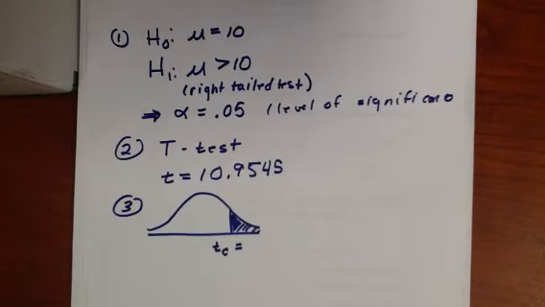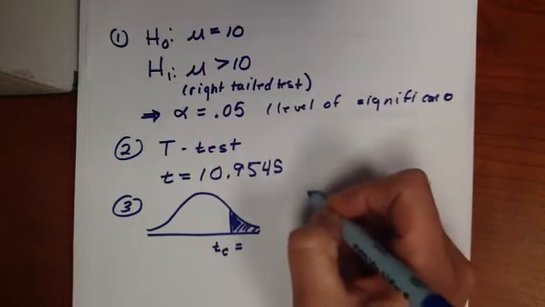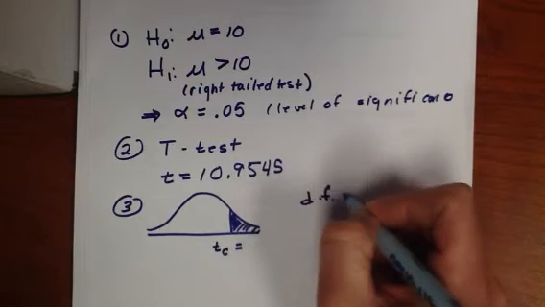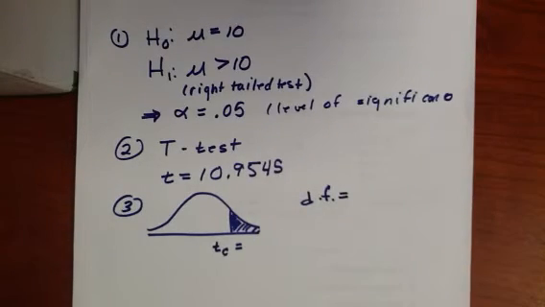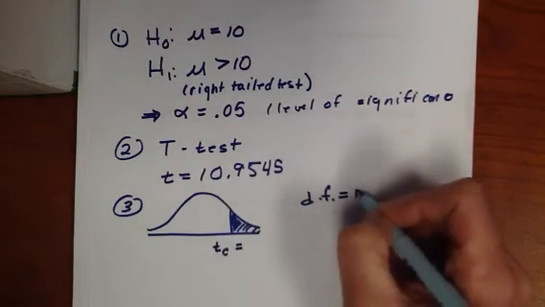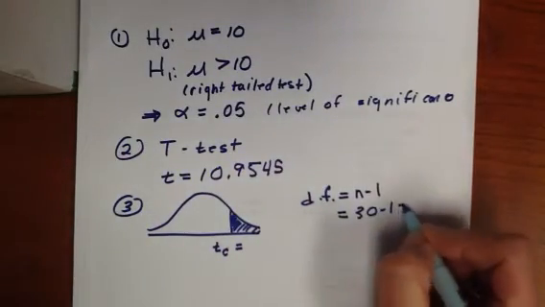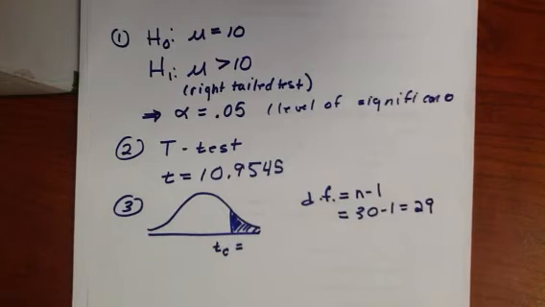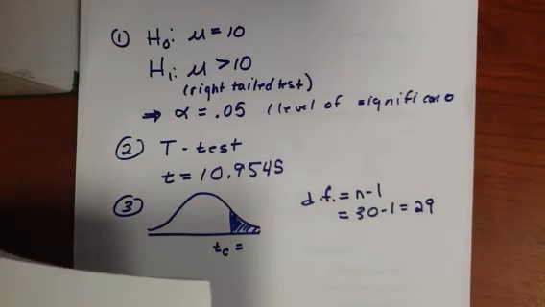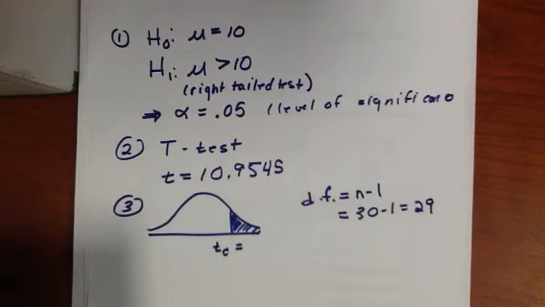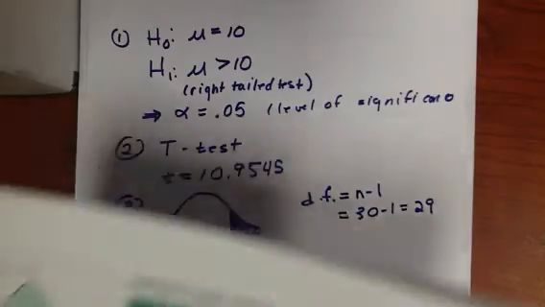Now, in order to know a critical value of t, we need to know what the degrees of freedom are. And I believe Dr. Mosley explains those, but those are always n minus 1. So in this case, our degrees of freedom is 29. Where we get our critical value is from our t table. So we look at our t table.